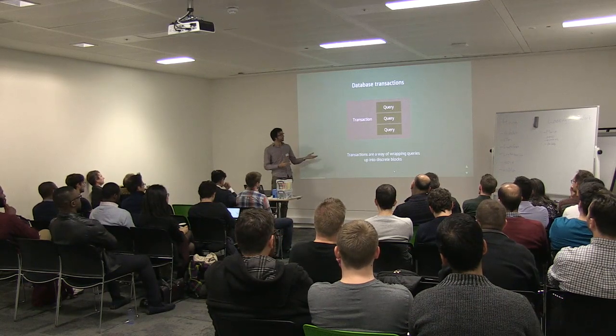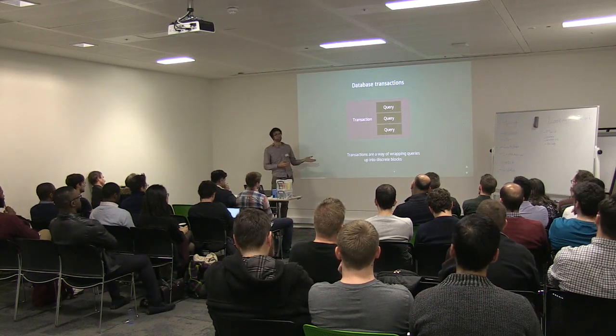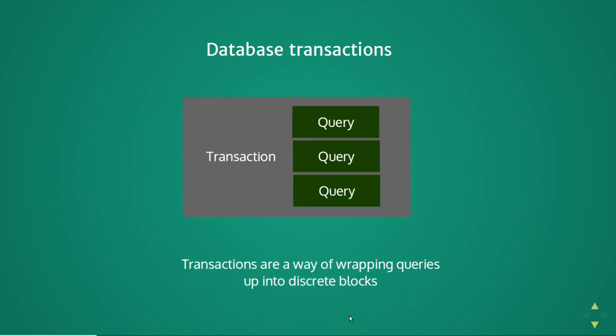So transactions are a way of wrapping queries up into discrete blocks. And what you can do with a transaction is, if there's a failure, then that transaction never makes its way into the database. It kind of gets committed all at once. So when I talk about a transaction being committed, what I'm talking about is all the queries get added to the database in one go.